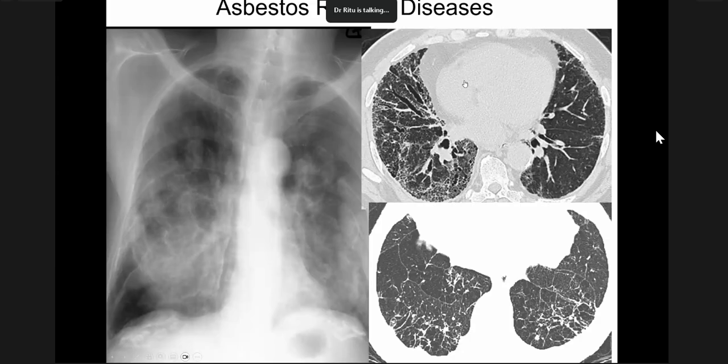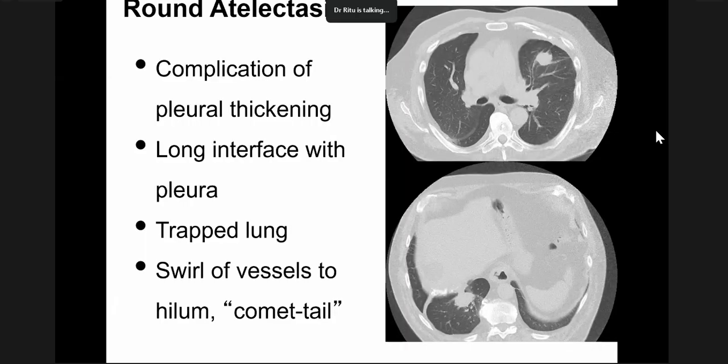Now, asbestosis and asbestos-related plaques can coexist, but there is no guarantee that asbestos-related plaques will progress to asbestosis. They can exist independently as well.